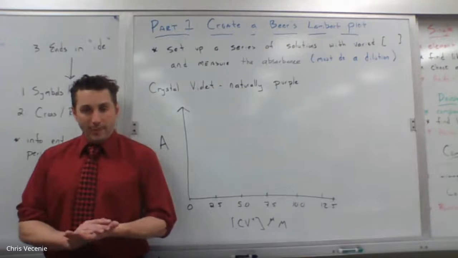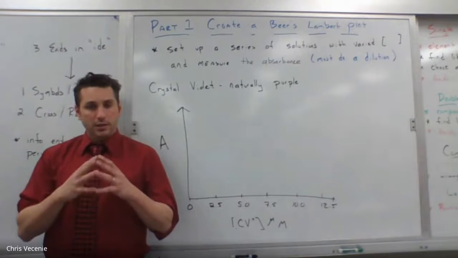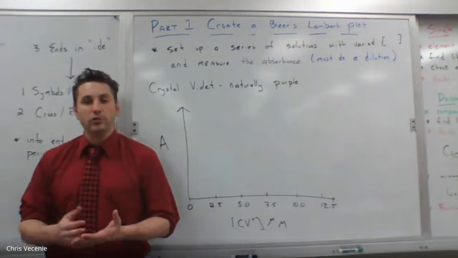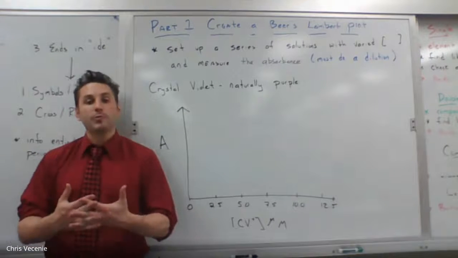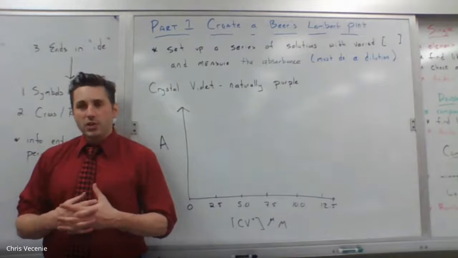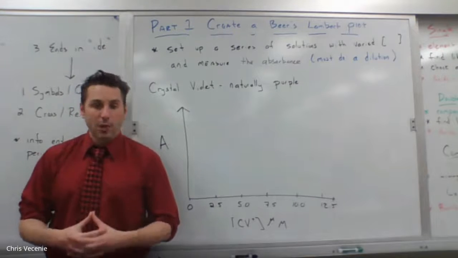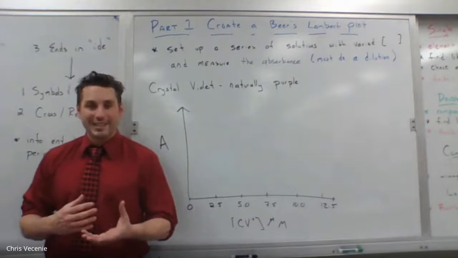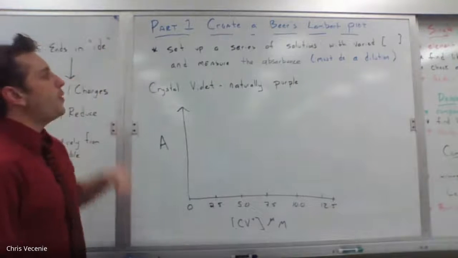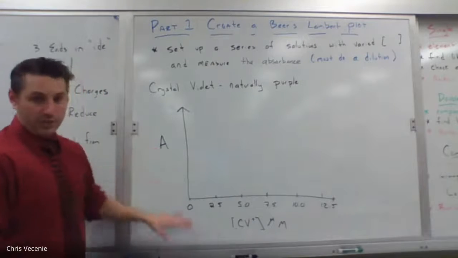And fundamentally what happens is light shines through a solution that has color. And obviously the color in the solution is going to block or absorb some of that light. So what we can do is measure how much light is getting blocked in a series of solutions we set up. And that's what part one of the experiment is all about. We're going to create what we call a Beer-Lambert plot, right? And a Beer-Lambert plot is what you see here.